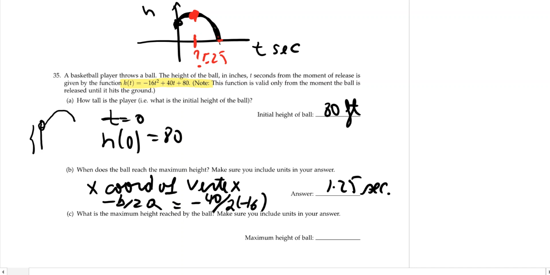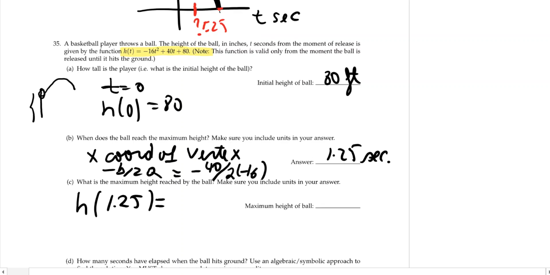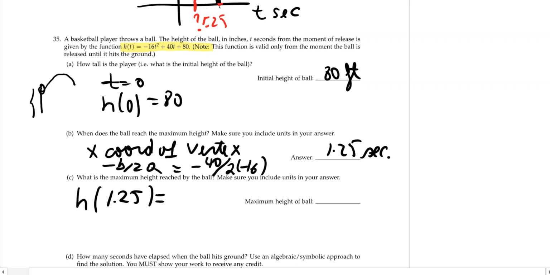hits the ground here. Now what is the maximum height? Well, I just plug in 1.25 in the height, so it's the height at t equals 1.25. So if you plug that in your calculator, that's going to be negative 16 times 1.25 squared plus 40 times 1.25 plus 80. So 105. 105 what? Feet.